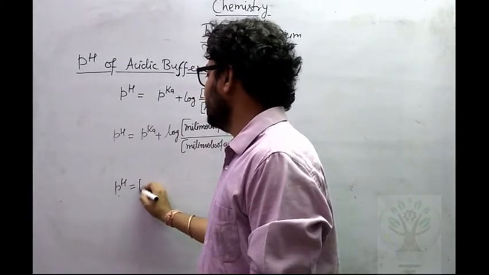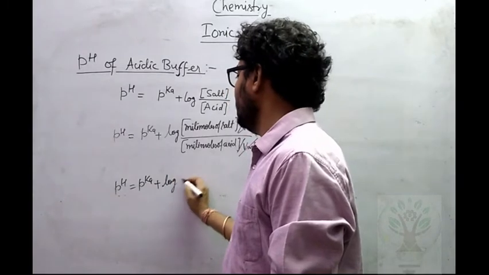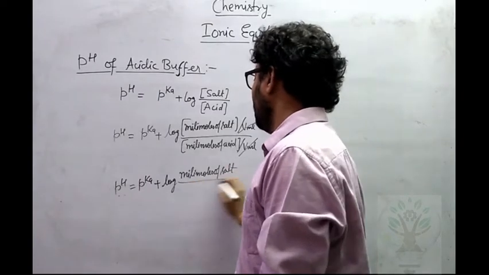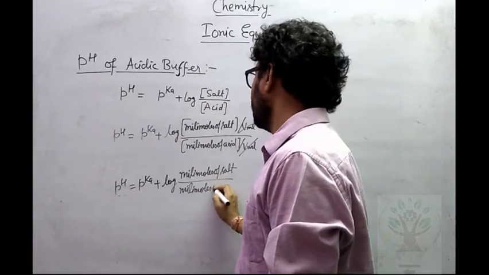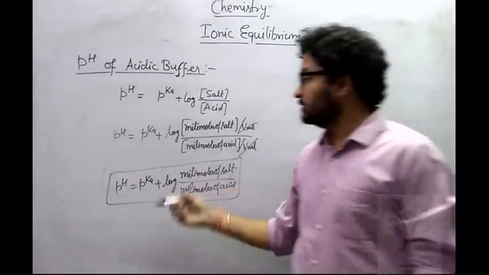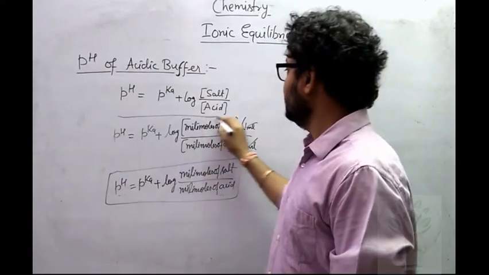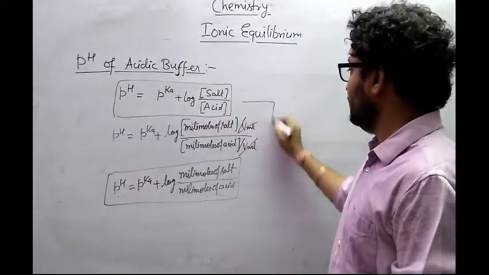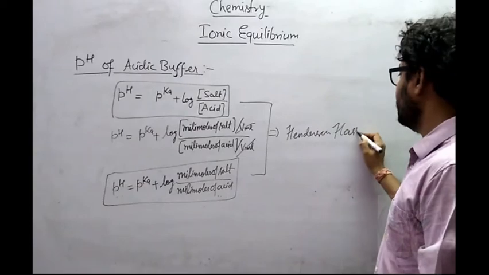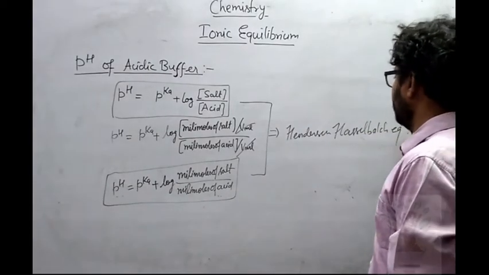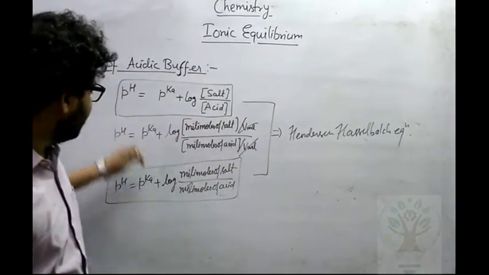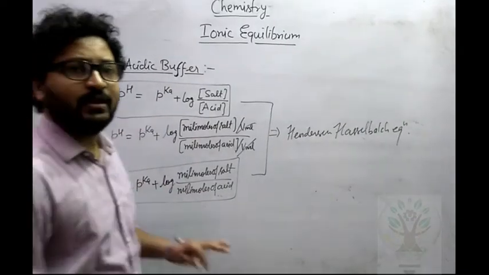What we got? pH equals pKa plus log millimoles of salt upon millimoles of acid. Now this is an equation which I will be using a lot. This equation and this equation are called the Henderson Hasselbalch equation. Although there is no need for this name, just understand that these two formulas will be used for acidic buffer.